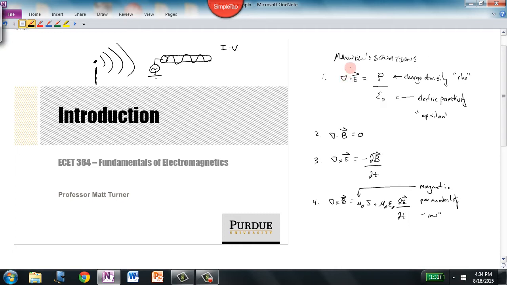So the first of Maxwell's equations tells us that the divergence of the electric field is equal to the charge density rho divided by the electric permittivity of whatever material the charge is in. And what this is saying is that if I have a positive test charge, like a proton or something, it's got electric field lines that come off of it and point away radially.